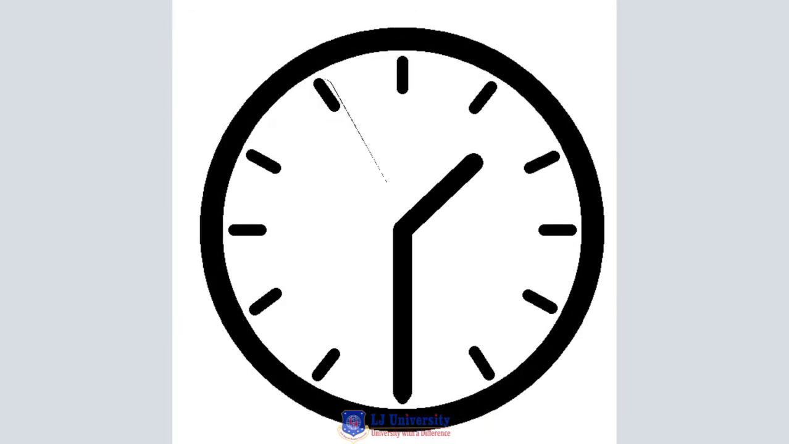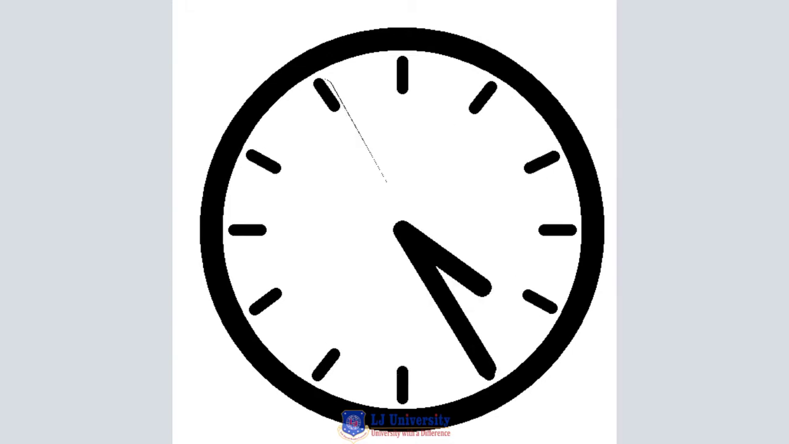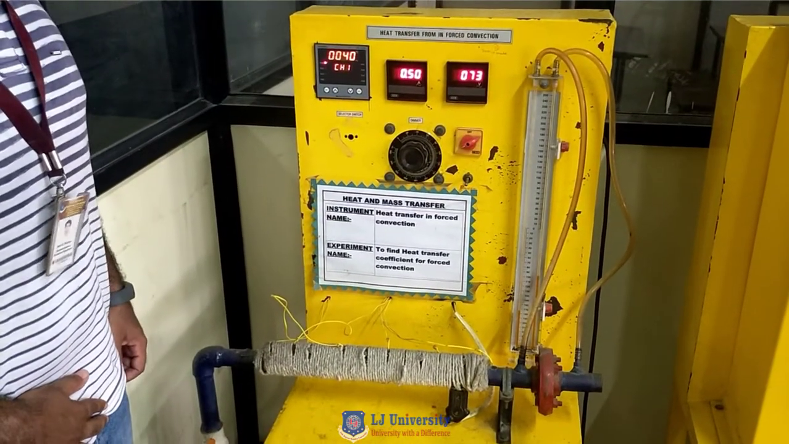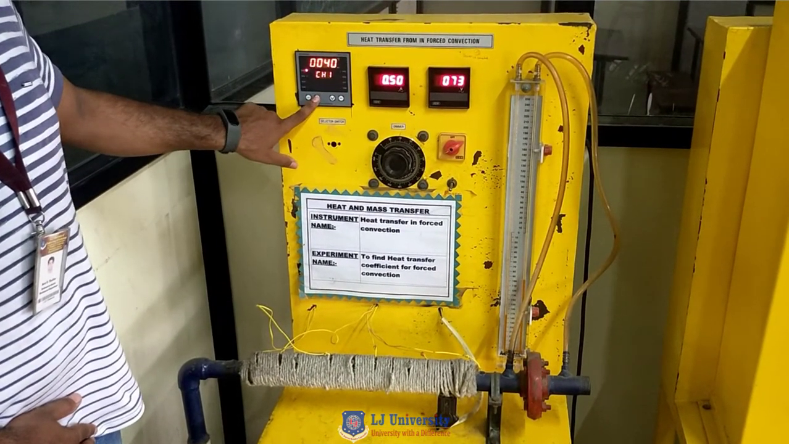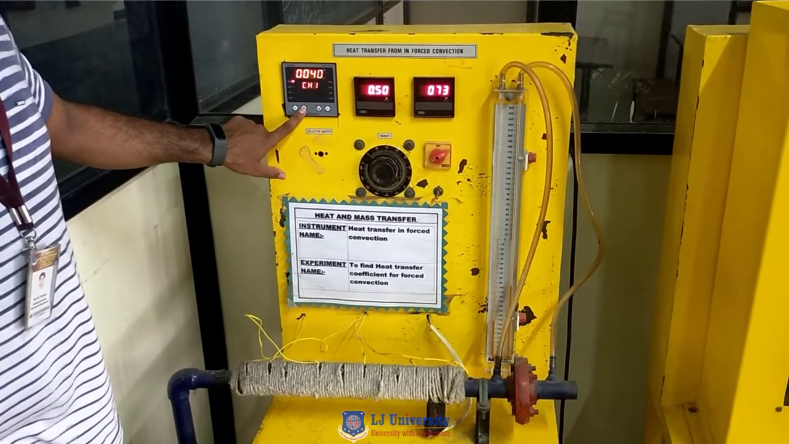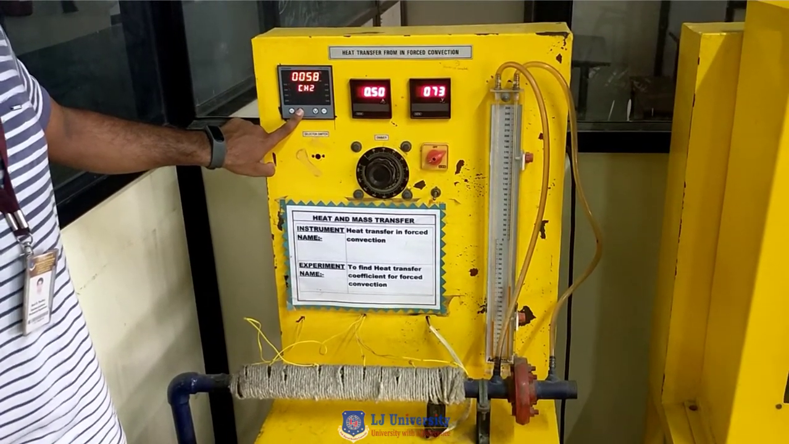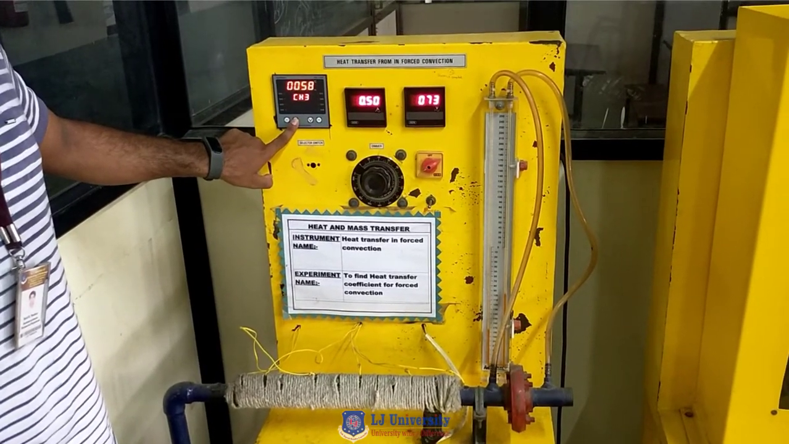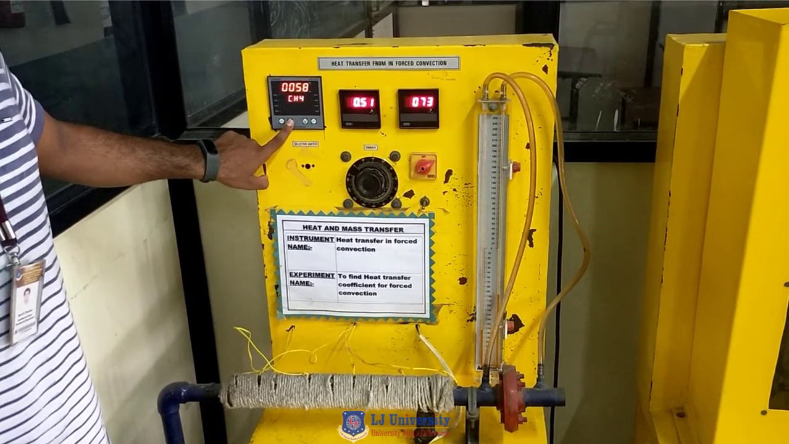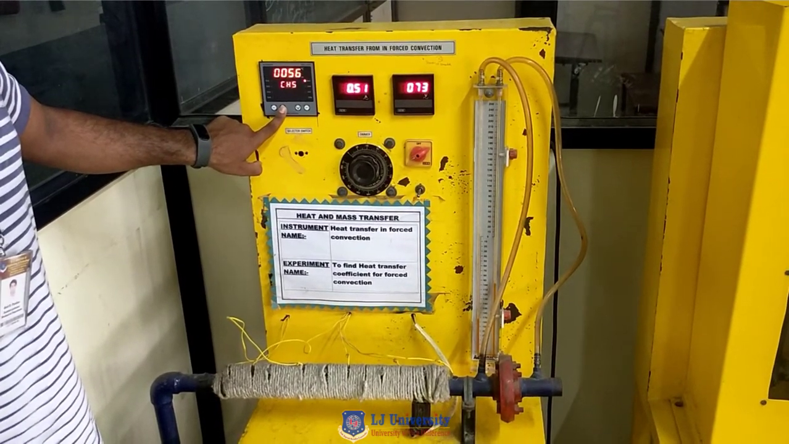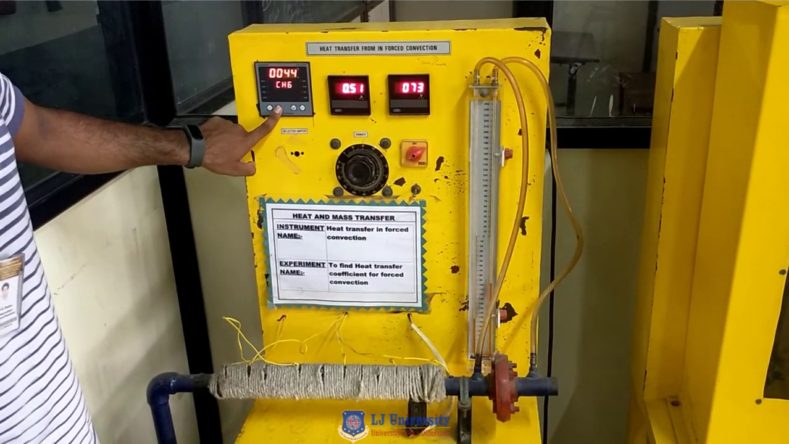After the setup reaches its steady state, we can take the reading of all the 6 temperatures from the temperature indicator. Channel number 1 shows 40 degrees. It's the inlet temperature of air. Channel number 2 shows 58. Channel 3, 58. Channel 4, 55. Channel number 5, 56, and channel number 6, which is the outlet temperature, is 44 degrees Celsius.